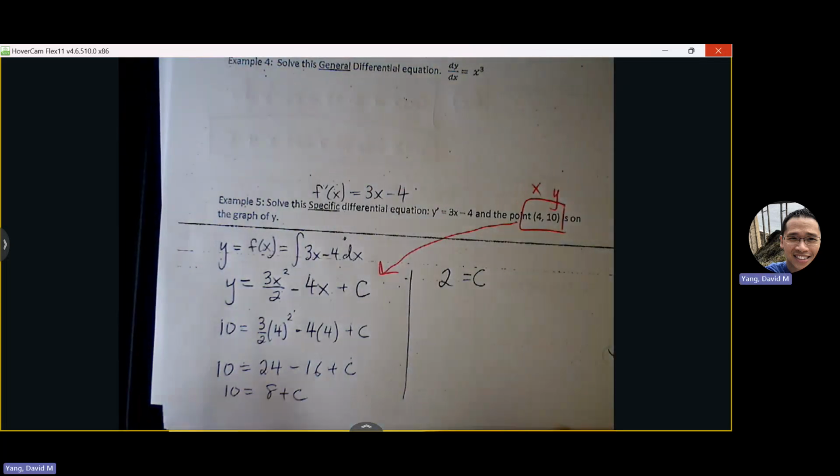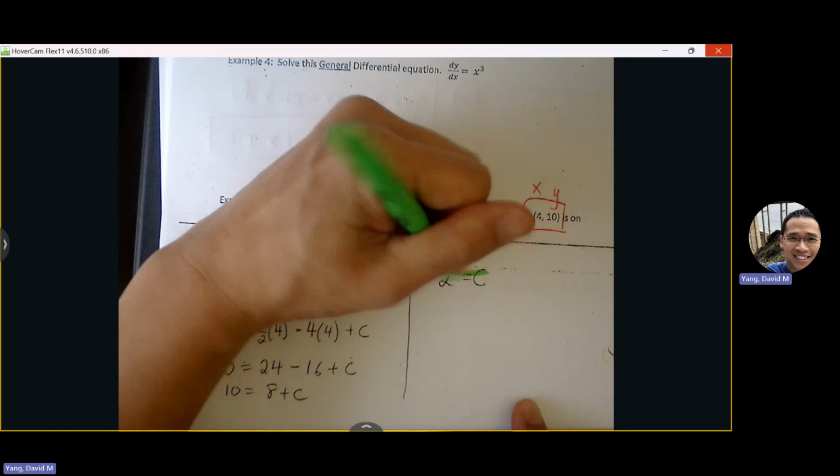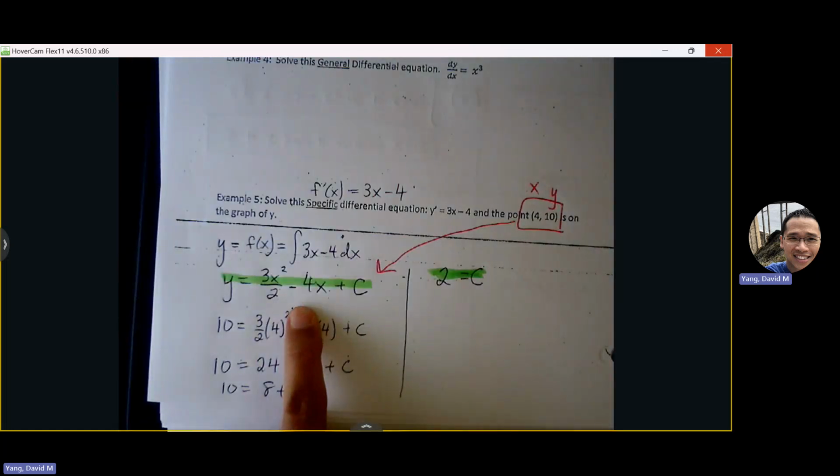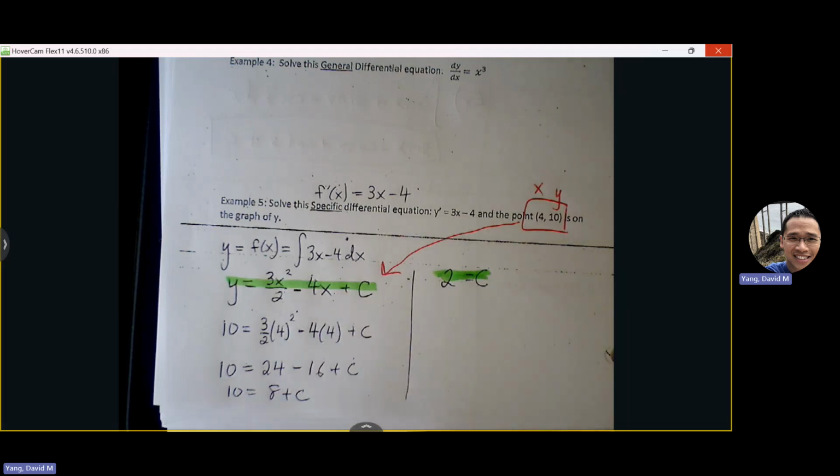Once I get my c value, I'm just going to take that c value and update my general equation. We call this a general solution whenever there's a c involved, but a specific solution is when that c gets replaced with a number.